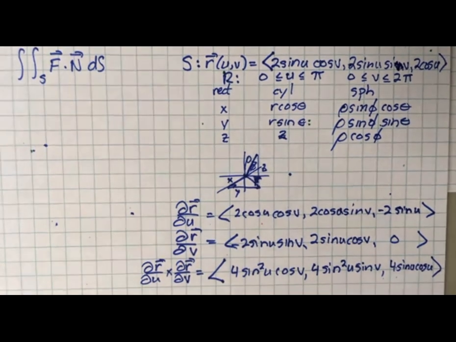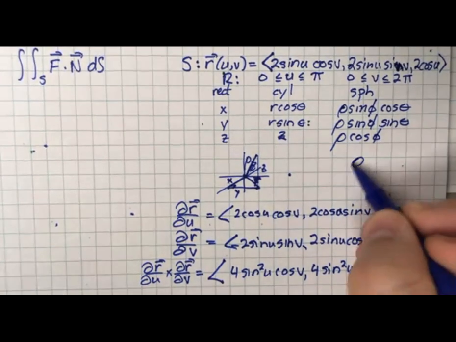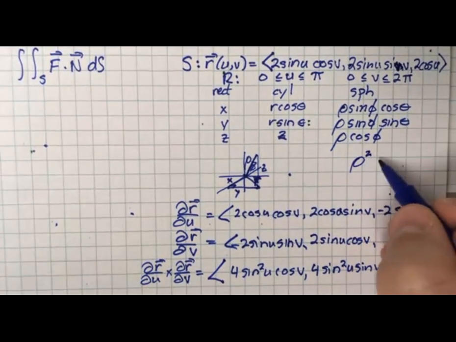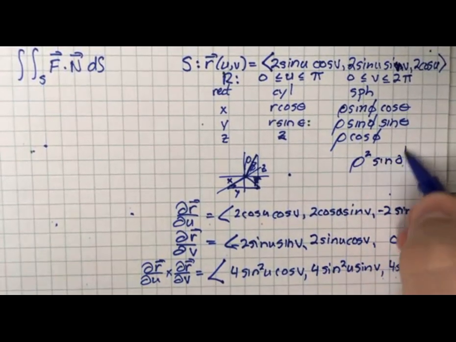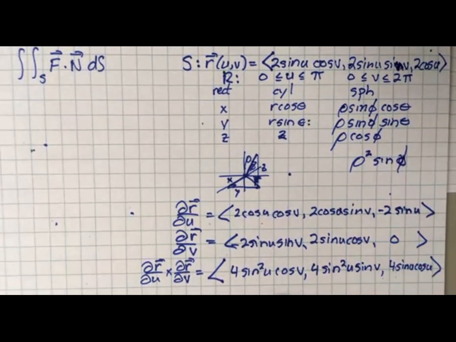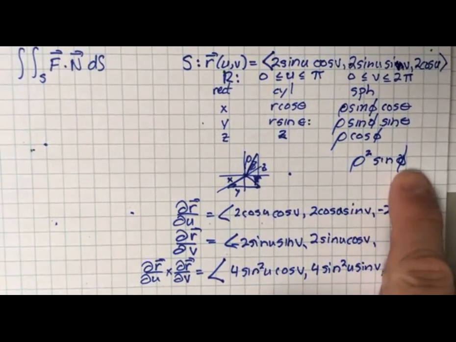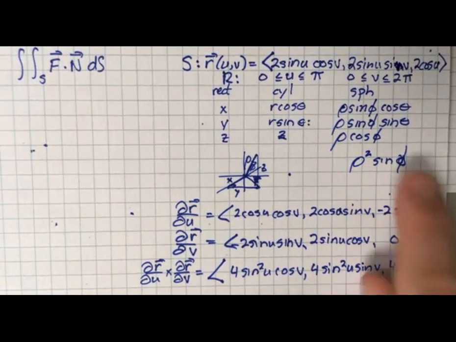Now I said I knew what this was going to turn out to be, but in order to do that, I'd have to execute the magnitude. But remember, the magnitude of this should be rho squared sine phi. Why is that? Because that's the Jacobian of the coordinate transformation. So if I executed the magnitude on this, I should get 4 sine, which one's playing the role of phi? U. I should get 4 sine u.